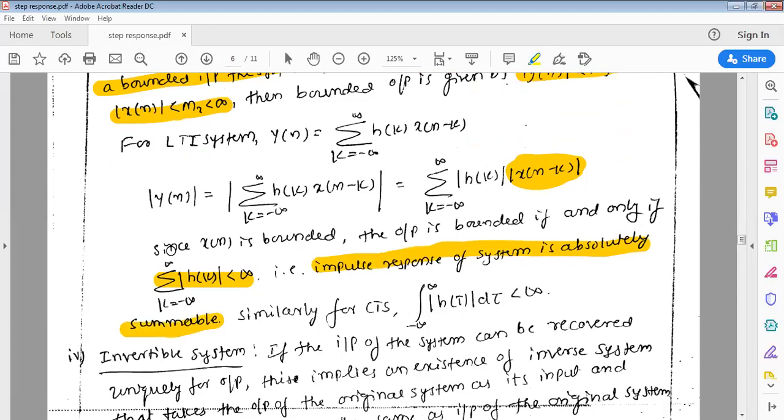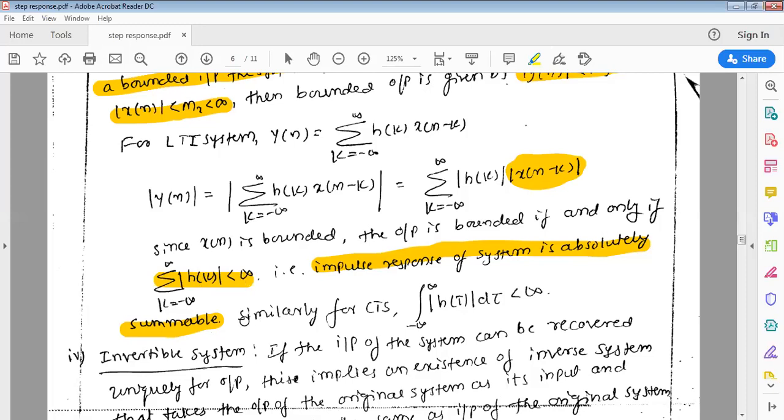The reason for the term absolutely is that we are taking the absolute value, that is the modulus value, so all the values are positive. Even though there are negative values in h of k, they are converted into positive values by the absolute term. If you add all of them, it should be less than infinity. So as long as this impulse response is absolutely summable, your system y of n is stable.